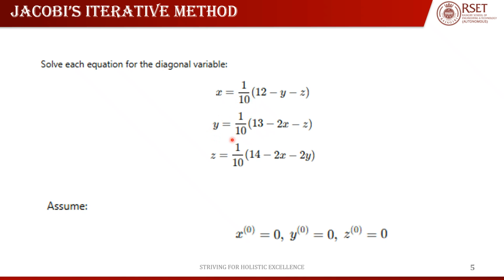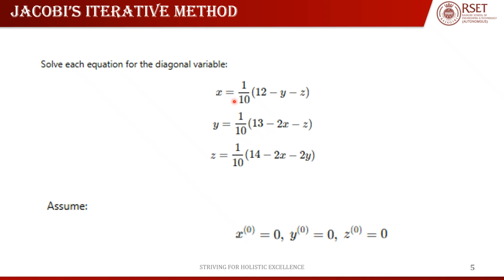Similarly, from the second equation, separate y. You had the equation 2x plus 10y plus z is equal to 13. So what you do is keep 13 here, take minus 2x and minus z to the other side, and divide by the coefficient 10. This is from the first equation, this is from the second equation, and this is from the third equation. This is the only step to remember in Jacobi's iterative method.